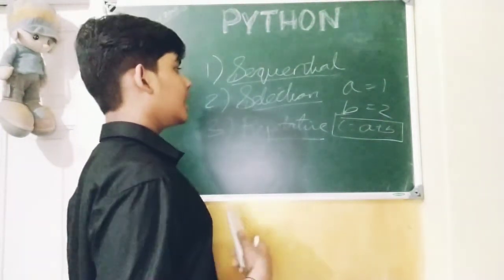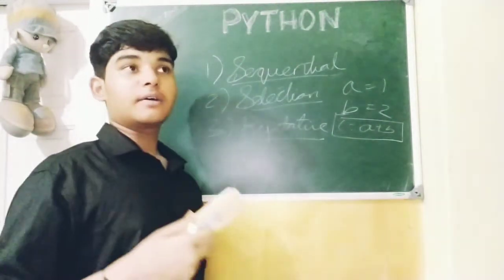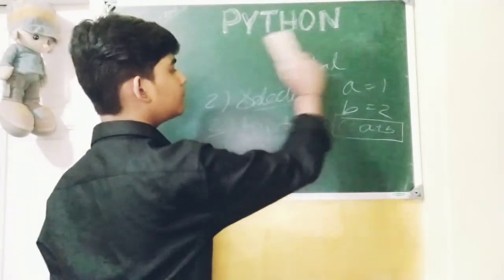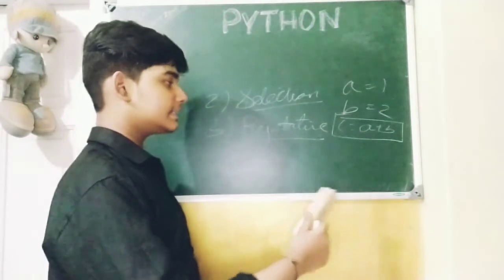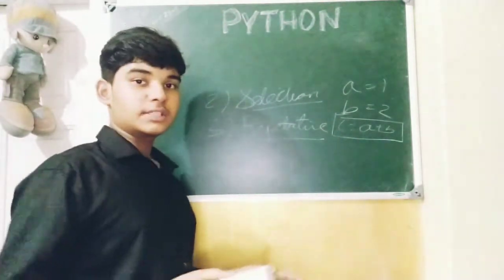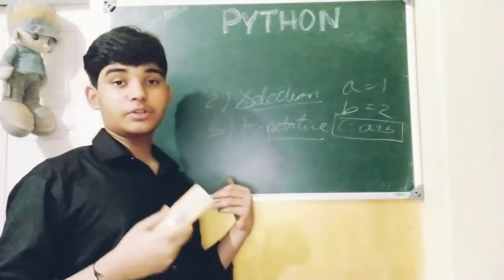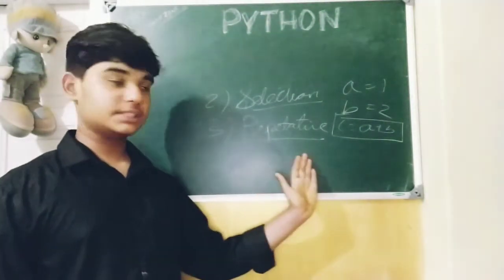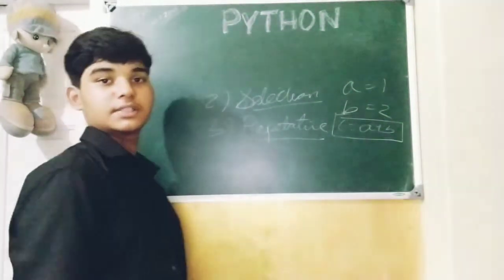So that's basically how the different types of control statements work. There isn't much to talk about sequential, so probably in the next episode we're going to be talking about selection. So yeah, that is basically control structures, or in this case control statements.